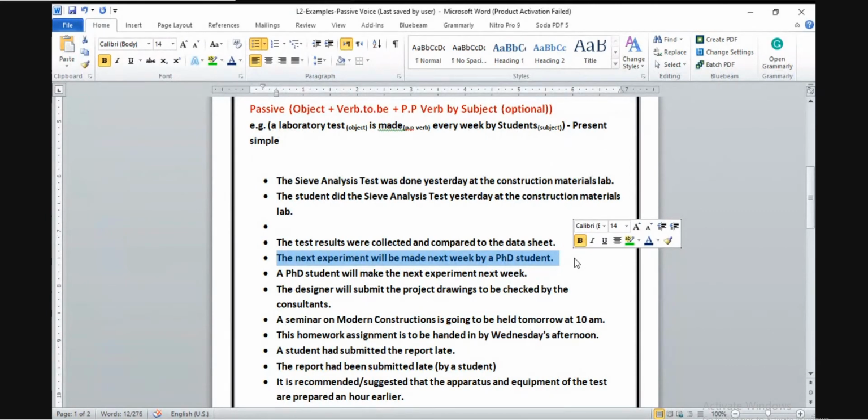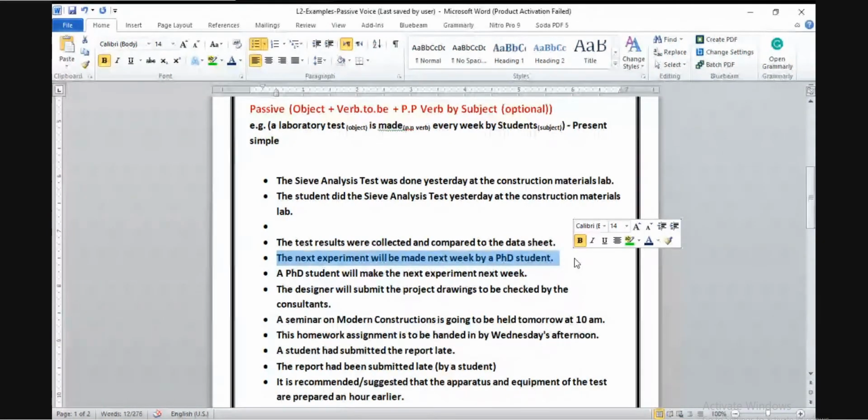So, Dua, you understand what it means, right? You understand the meaning of this sentence. يعني مو كلش. Okay. قولي لي شنو اللي فهمتي وأنا ممكن أوضح لك. The next experiment will be made next week by a PhD student. شو اللي فهمتي أنت كمعنى يعني؟ التجربة التالية will be made يعني راح تتسوى. الأسبوع التالي بواسطة طالب الدكتوراه PhD. أي بالضبط.